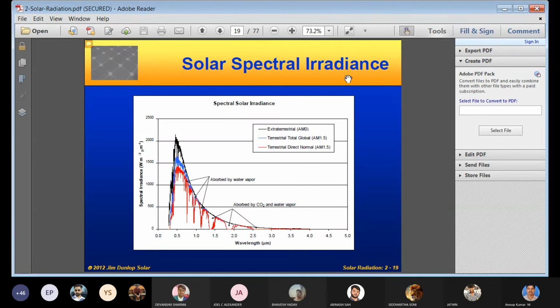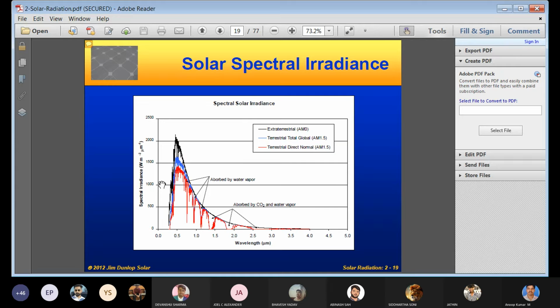Spectral irradiance. What is spectral irradiance? Irradiance means power, right? We have already seen. Spectral means at a different wavelength, what is the energy? Spectral irradiance is watt per meter square per micrometer, per wavelength. So more energy, more power is at a shorter wavelength or high frequency, right? E is equal to h nu. If the wavelength is less, frequency is high, energy is high. H is Planck's constant, right? Some is absorbed by water, all these things are there.